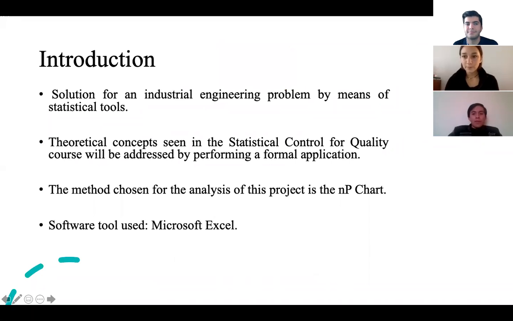This project will propose a solution for an industrial engineering problem by means of statistical tools. The method chosen for analysis of this project is the NP chart. We will put into practice the theoretical concepts seen in the course by giving them a formal application to take advantage of the knowledge acquired. At the same time, we will gain practical experience for real-world problems.